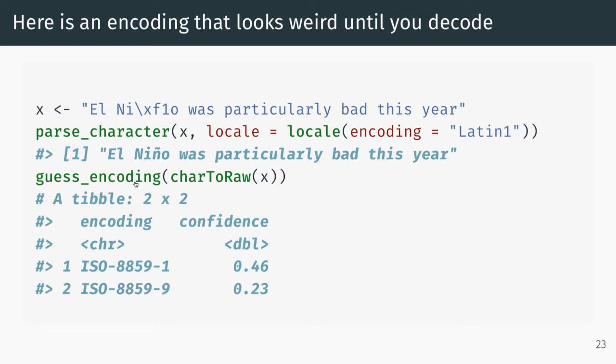If we look at how readr guesses what's going on, we can convert this string to raw and guess the encoding when we do that. And the guess is, with 46% confidence, that it's 8859-1. That's because of the presence of these characters that's making it suspect that encoding.